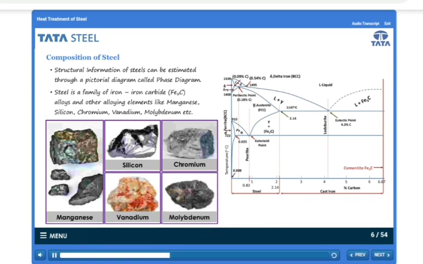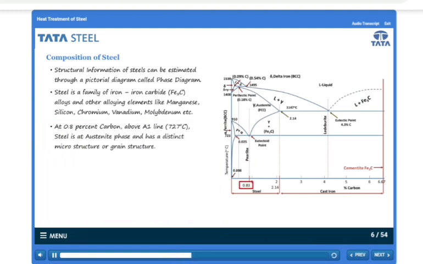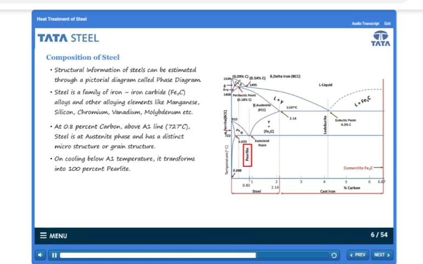Taking a look at the iron carbide phase diagram, we can observe that at 0.8% carbon above A1 line, steel is at austenite phase and has distinct microstructure or grain structure. On cooling below A1 temperature, it transforms into 100% pearlite, which is a phase mixture of alpha iron and cementite. Cooling a composition less than 0.8% carbon above the A3 line structure would be different, as we would come across Eutectoid ferrite at austenite grain boundary and pearlite in rest of the grains. Hence, it is evident that if we change the composition, structure would change accordingly. Click Next to proceed to the next screen.